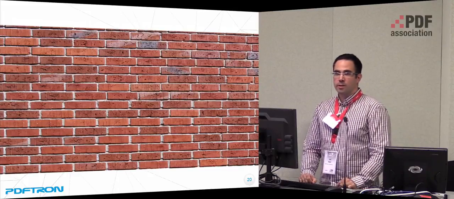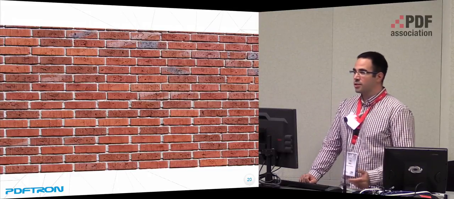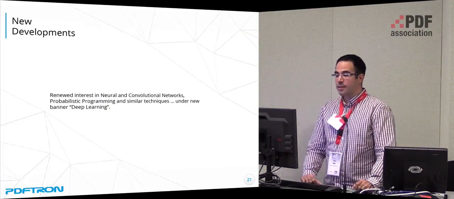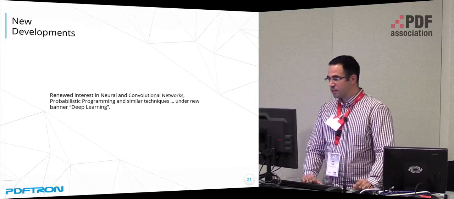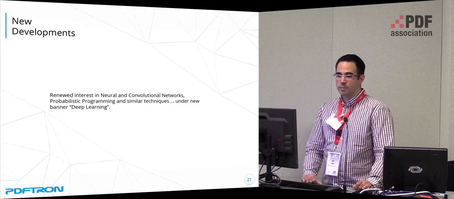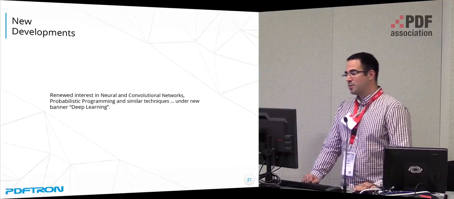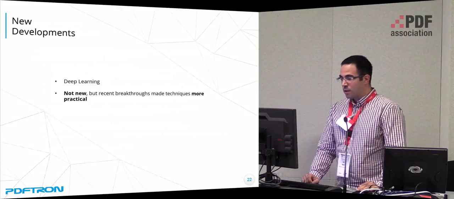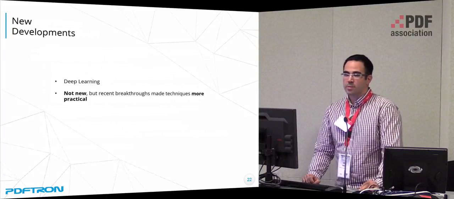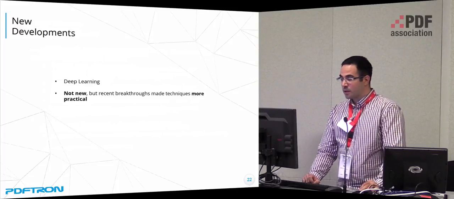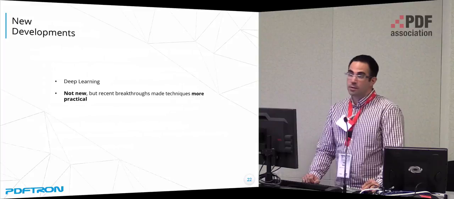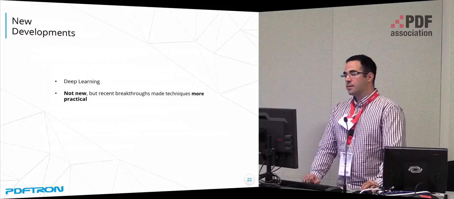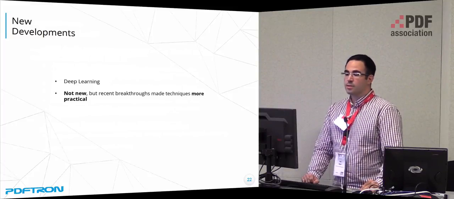And apparently we were not the only ones facing this problem, because the research in the current state of the art in AI revealed renewed interest in things like multi-layer neural networks, convolutional networks, probabilistic programming, and similar techniques, which are now under a new umbrella called deep learning. To be fair, these techniques are not particularly new, and we were already using some of them in our old system. What's different is that some recent breakthroughs made these techniques more practical.